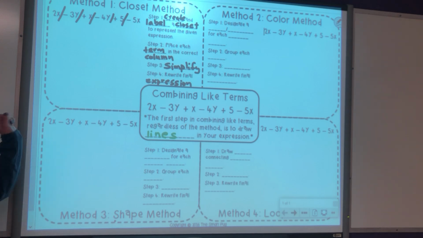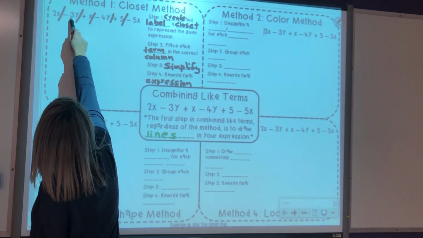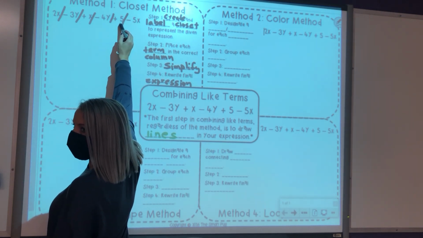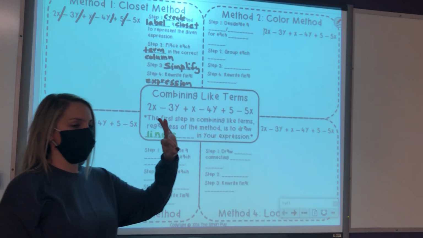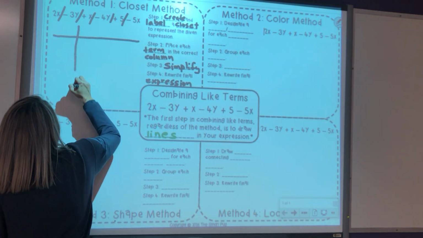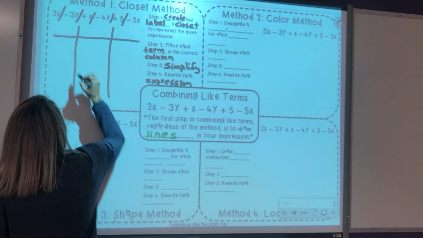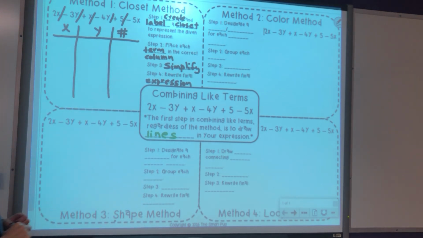So when I look at this expression, I see x terms, I see y terms, and then I see constant terms. So how many columns am I going to need? X terms, y terms, and constants. 3. So I'm going to make a 3-column chart: x terms, y terms, constant terms.